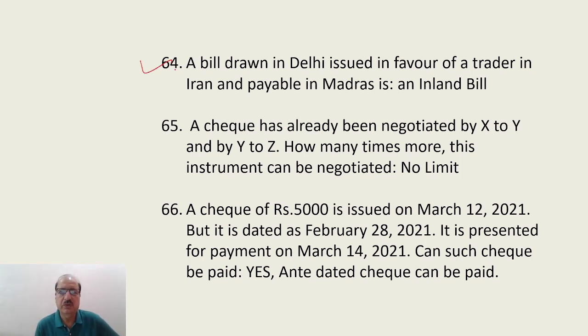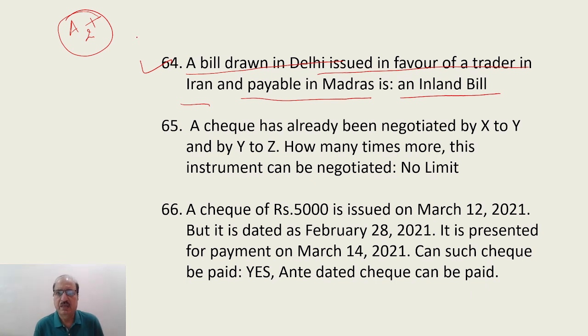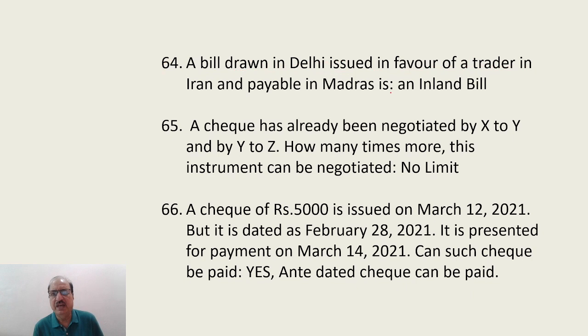A bill drawn in Delhi, issued in favor of a trader in Iran and payable in Madras, will be called an inland bill. If a bill is issued in India and payable in India, that will be called an inland bill. Basically, the condition is that any bill which is payable in India, may be issued in favor of anybody in any country, will be called an inland bill. But if a bill is drawn in favor of a trader in Iran and payable in Iran, then it will become a foreign bill. But if it is payable in India, any bill drawn in India, payable in India, will be called an inland bill.